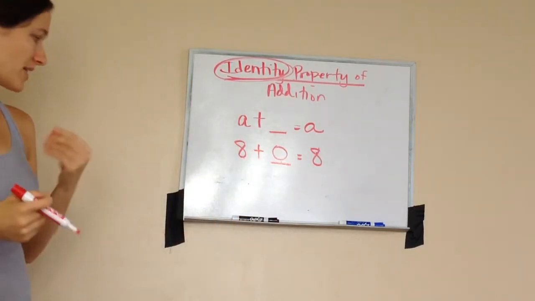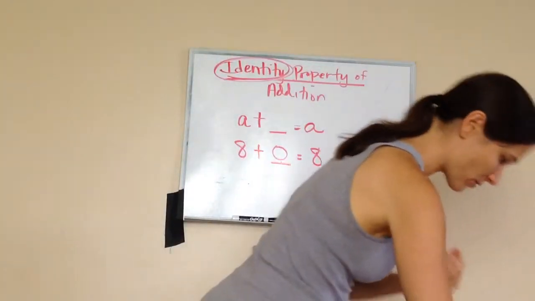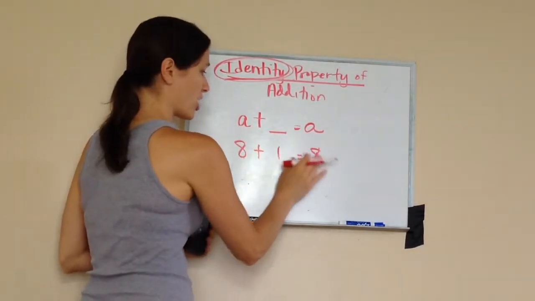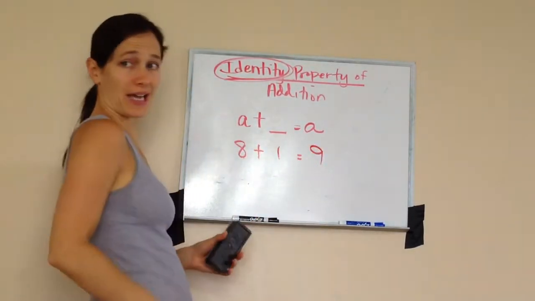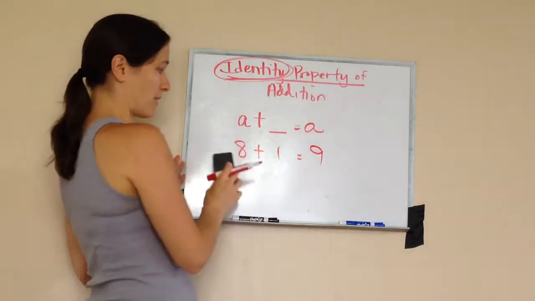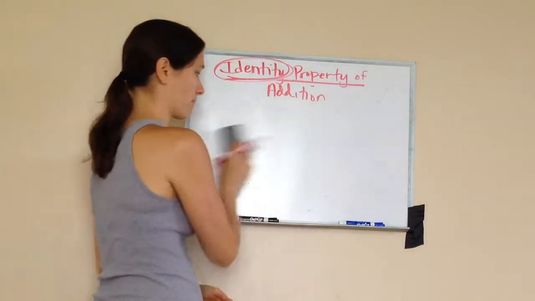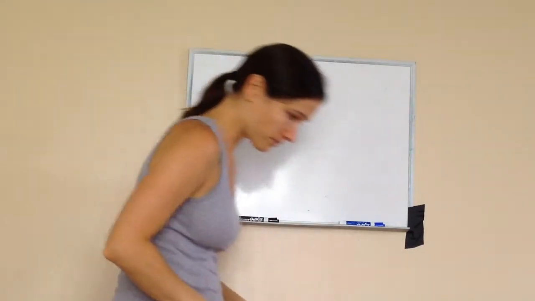So because we want to keep the identity of 8, we have to add a 0 to it. If I added a 1 to it, that would change its identity to a 9. And 8 would no longer be an 8, it would be a 9. So 1 does not ever work when you're working with the identity property of addition.